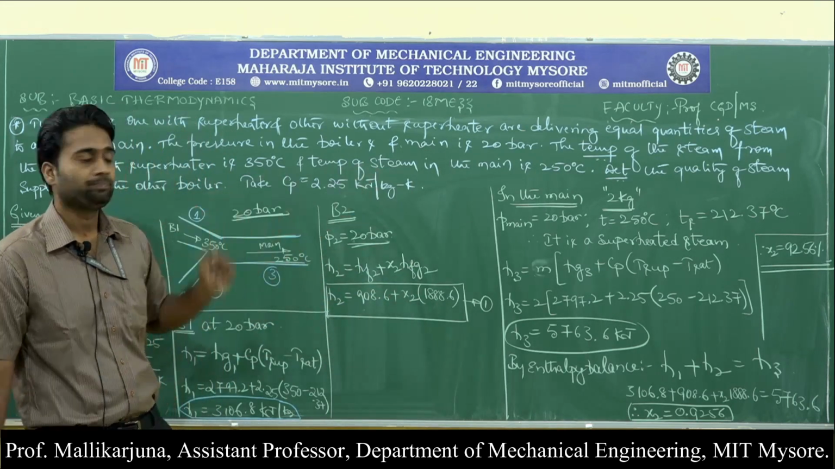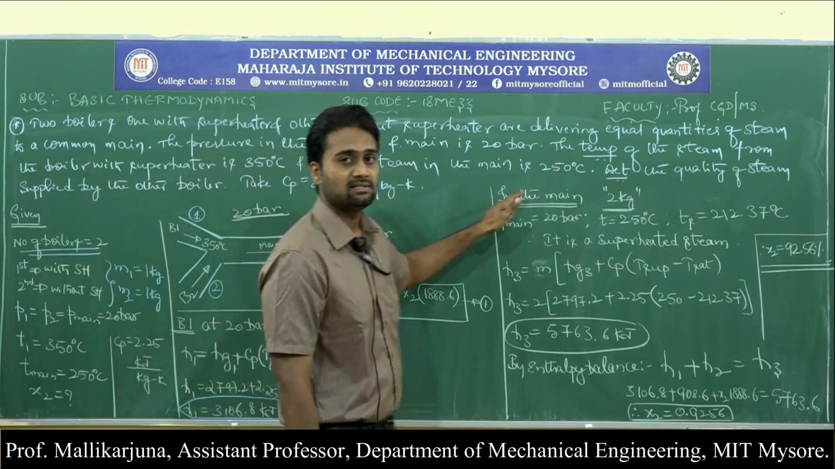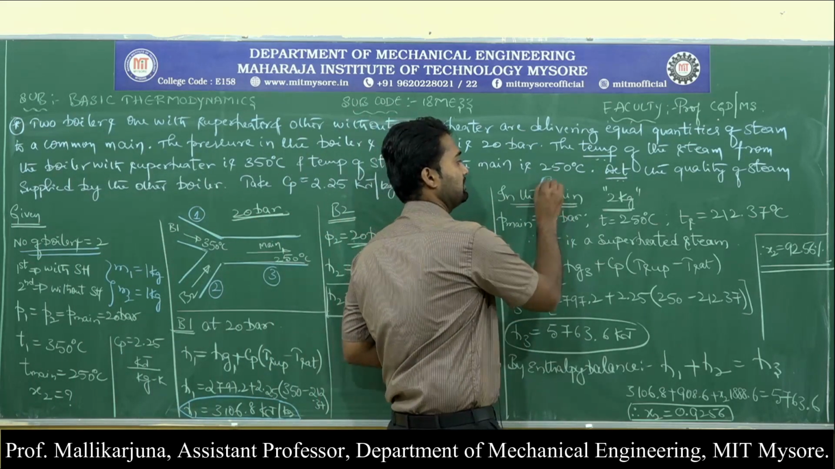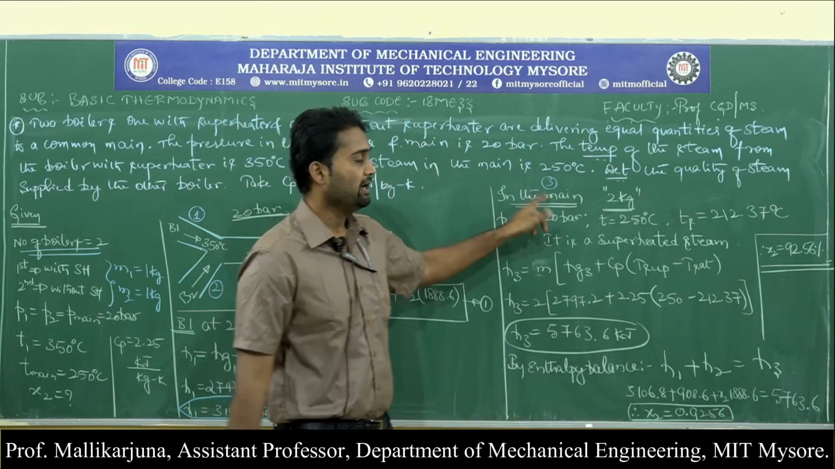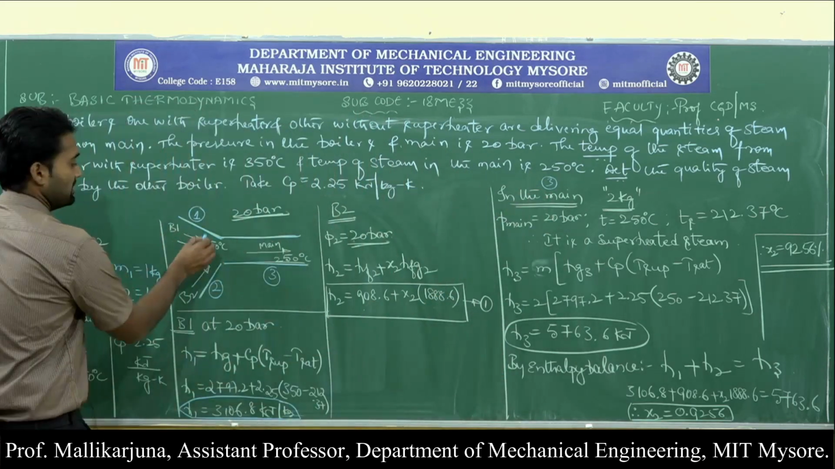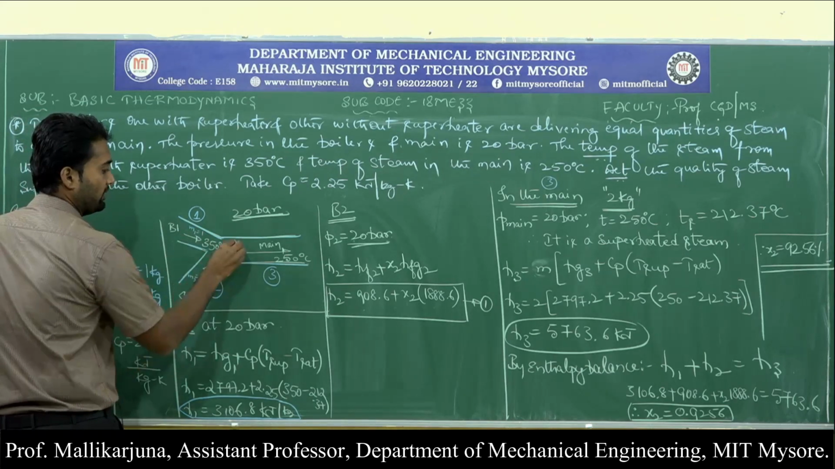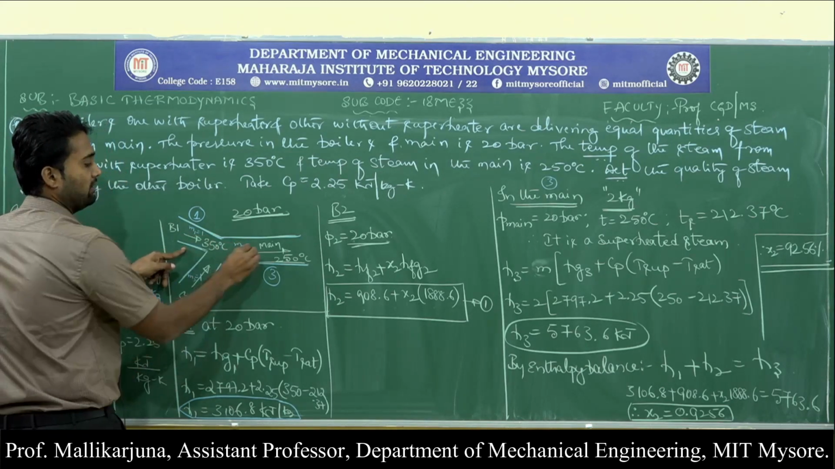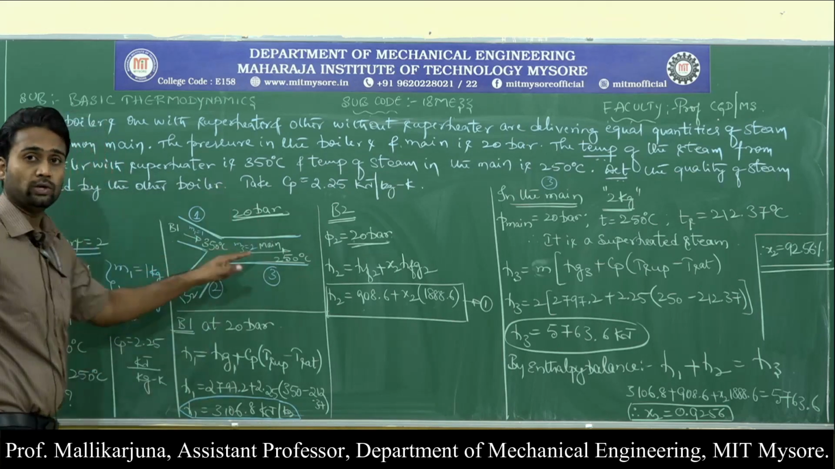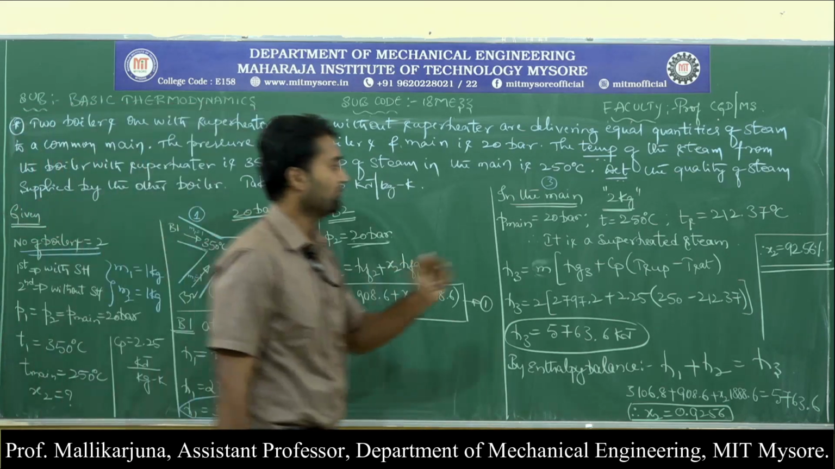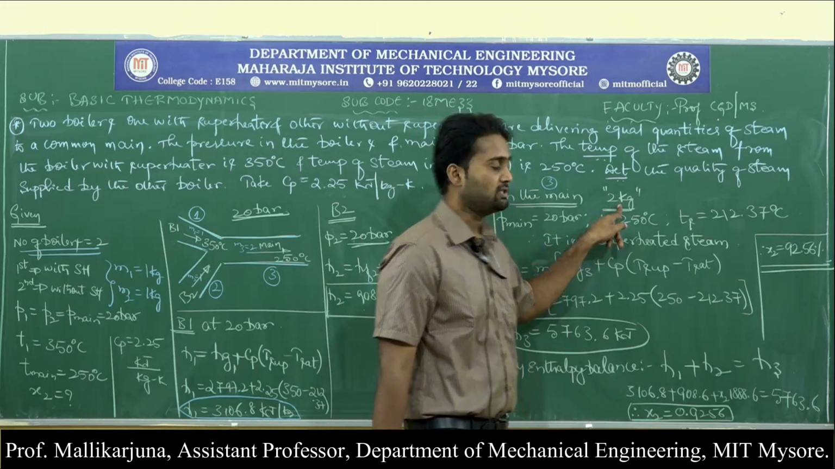That is the question. Move on to the mains. The main condition is condition number 3. Make sure 1 kg of steam is coming from M1 is equal to 1, M2 is equal to 1. If it is M3, 1 plus 1, here I am operating with 2 kgs of steam. You should be very aware of that. So mass is 2 kg.